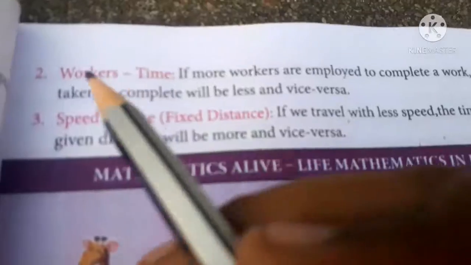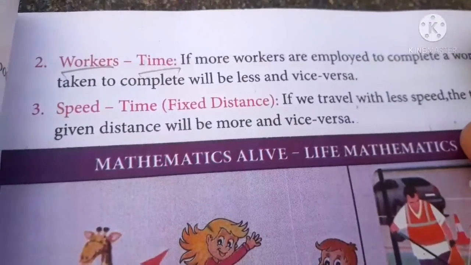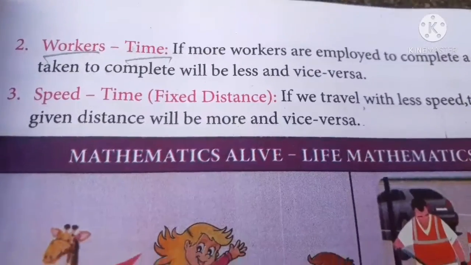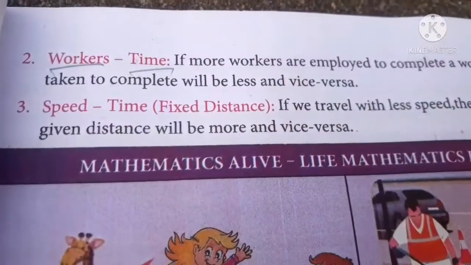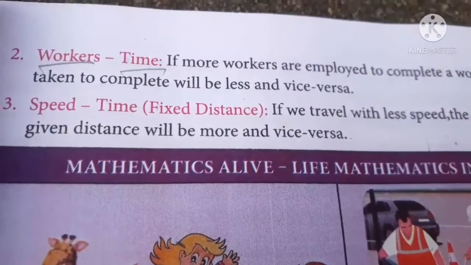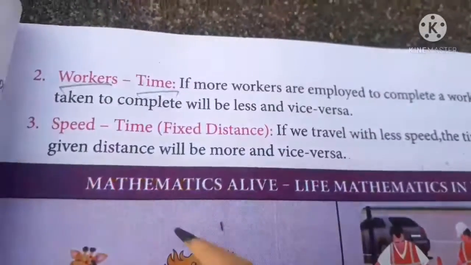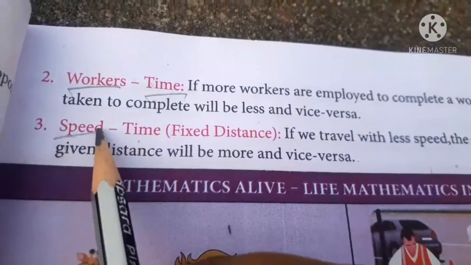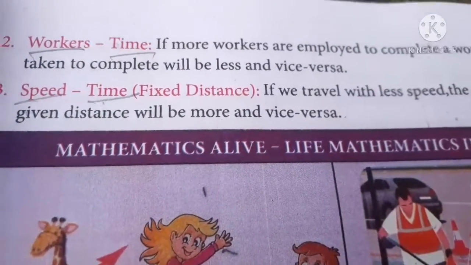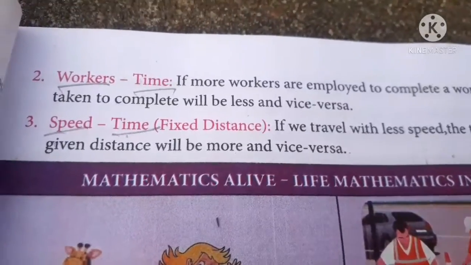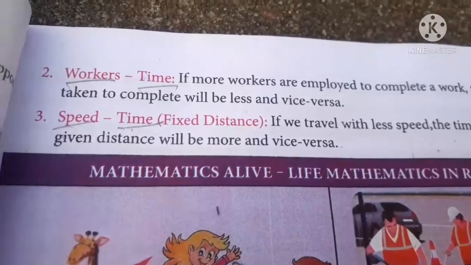The same way, if the workers increase, the time will decrease. If we have more workers to work, then the time of the work will decrease. And if the time increases, the workers will decrease. They are telling vice versa, which means just the opposite. Speed and time. If the speed increases, we can reach the place in the fixed time. But if the speed decreases, the time will increase.